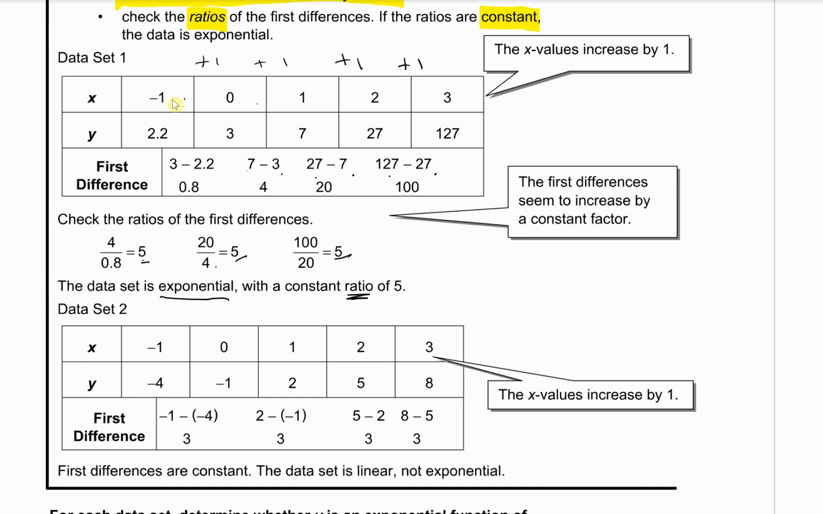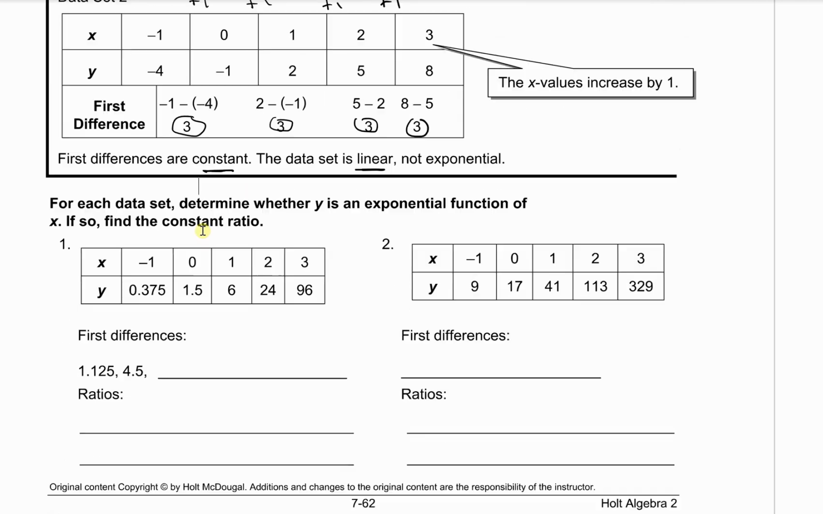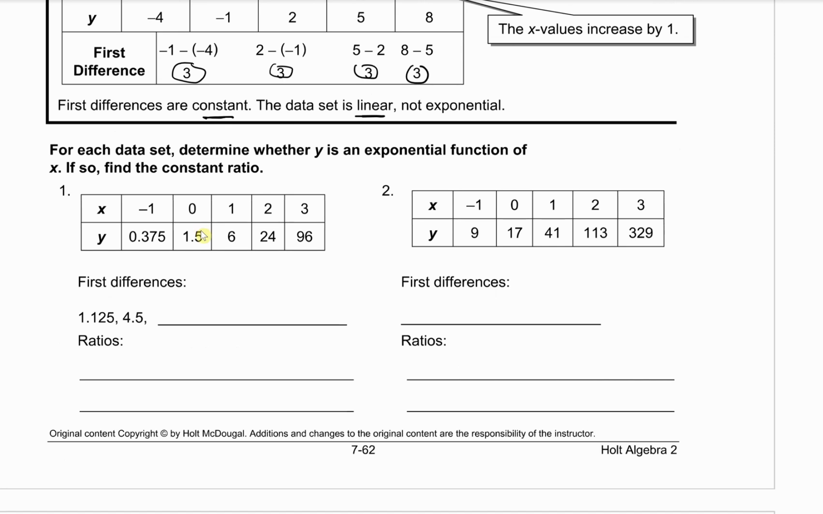Now, if we look at the second data set, first of all, our x's are going up by 1 every time. 1, 1, 1, 1, same thing. We're looking at our differences here, and if you look, they're all what? They're all 3. So this is not exponential, and in fact, like I told you before, it is linear because our first differences are constant.